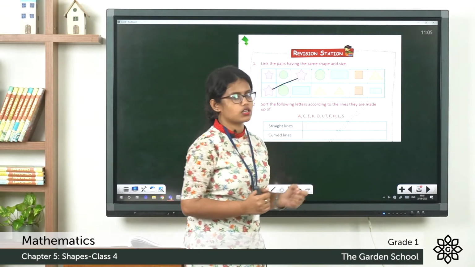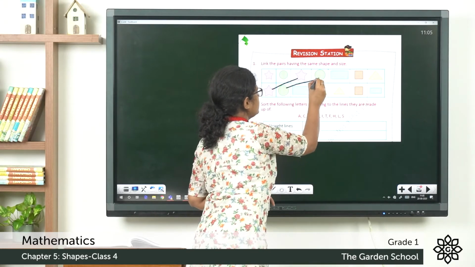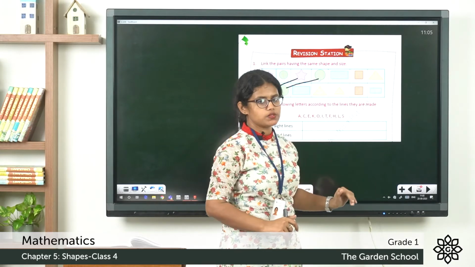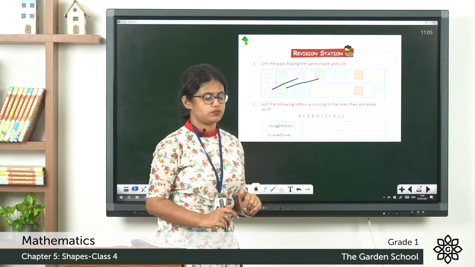You can see another circle here. It is of the same size. So you can just join here. You can make a pair. So like that, for all other shapes, you have to find a pair of same size and shape.